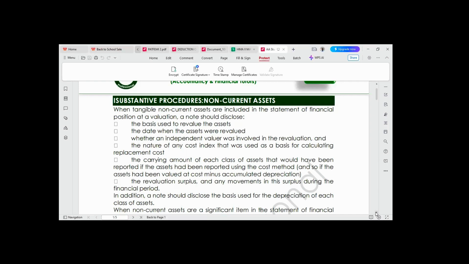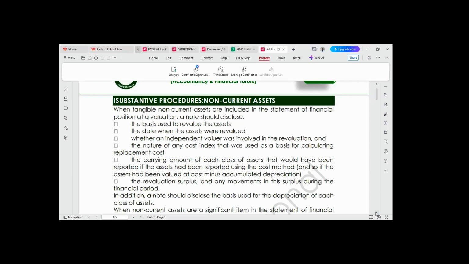You want to know what is the basis for revaluing the assets. You want to know the date when the assets were revalued, because the asset must be revalued before the audit engagement starts. Before the audit engagement starts, they need to have done the revaluation, so that in the course of the audit engagement, they will be able to obtain information as it relates to the valuation of the assets.